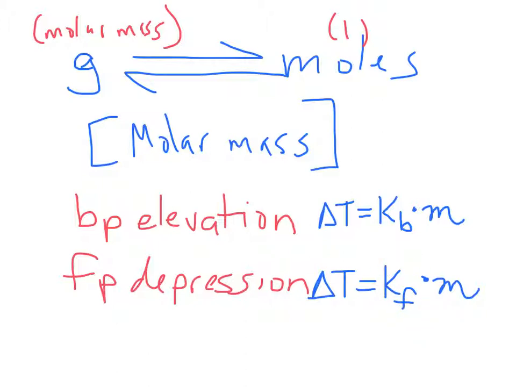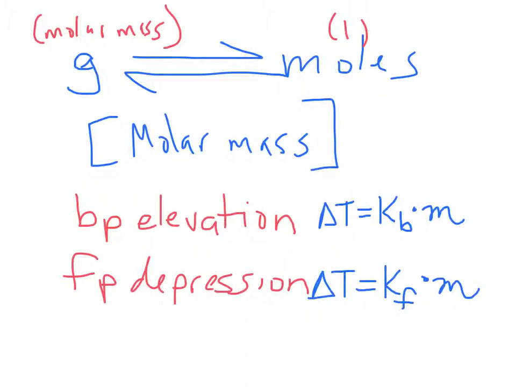They're very solvent dependent. So water, for example, has a Kb and a Kf. Ethanol has a Kb and a Kf. Another solvent called chloroform has a Kb and its own Kf also. Once you figure out this delta T, whether it's for the freezing point depression or the boiling point elevation, the way you use this delta T, or change in temperature, is that you either add it or subtract it from the previous solvent's boiling point or freezing point.